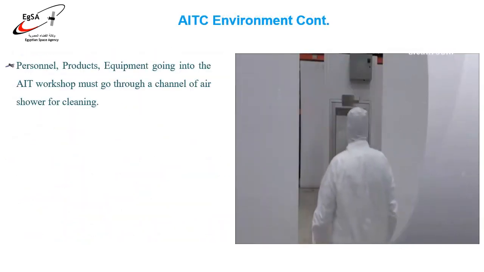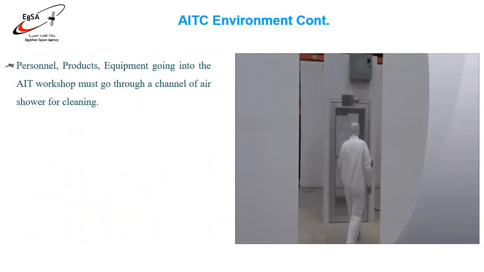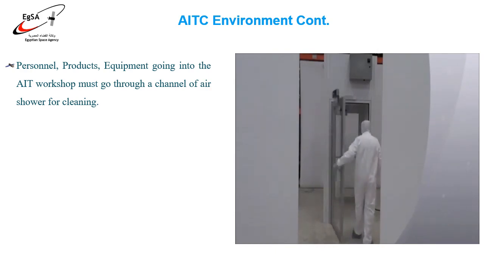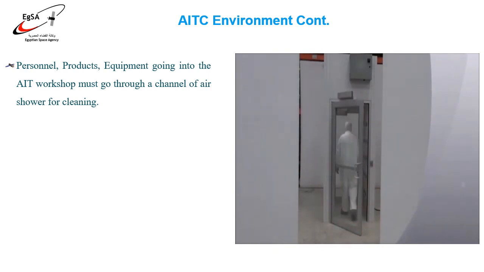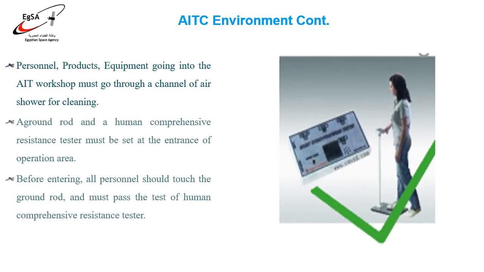Personnel, products, equipment going into the AIT workshop must go through a channel of air shower for cleaning. A ground rod and a human comprehensive resistance tester must be set at the entrance of the operation area. Before entering, all personnel should touch the ground rod and must pass the test of human comprehensive resistance tester.